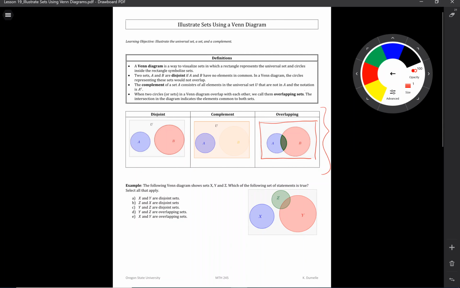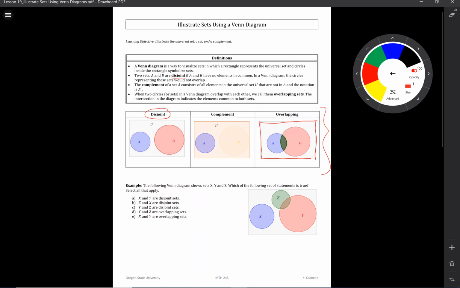Two sets A and B are said to be disjoint if A and B have no elements in common. In a Venn diagram, this means that the circles would not overlap. So this is an example of a disjoint set. A and B are totally separate circles. They do not overlap at all.